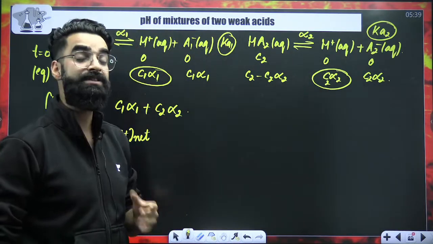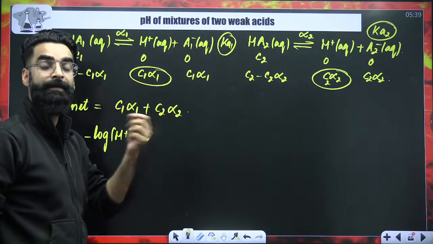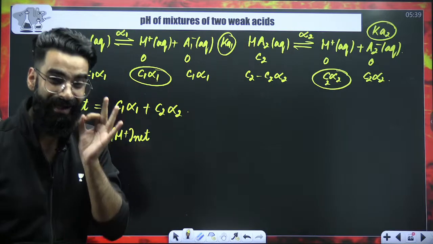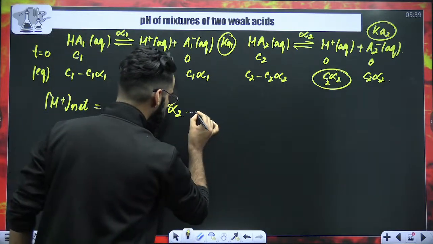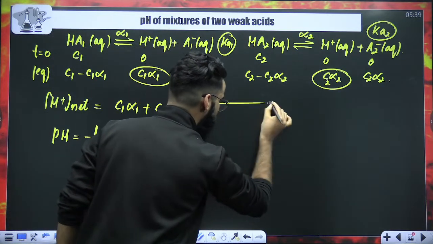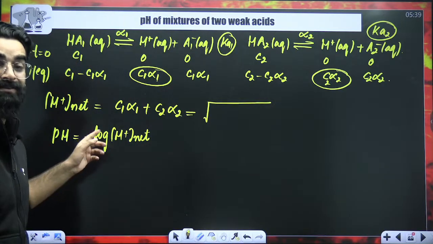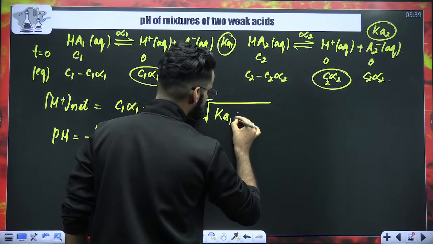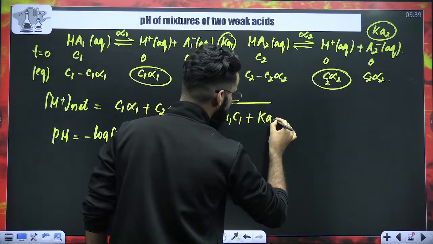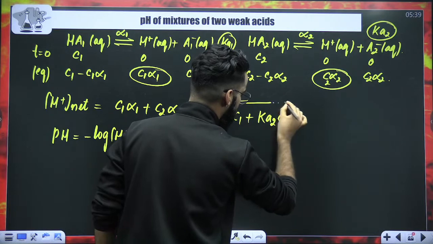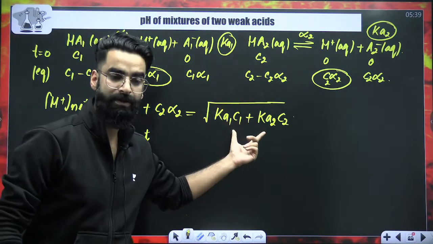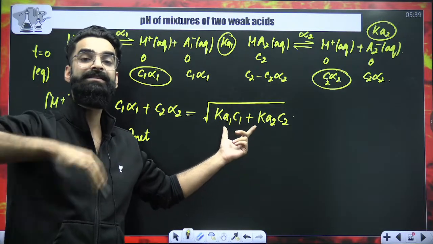Now, in some questions, you won't be given alpha 1, alpha 2. You will be given Ka1, Ka2 values. Remember, from now onwards, you can calculate the total H positive concentration in one more way as well. It is going to be the square root of Ka1C1 plus Ka2C2. This is one more way of calculating the total H positive ion concentration present in the final solution.